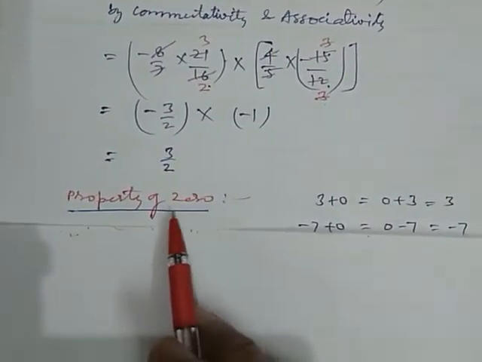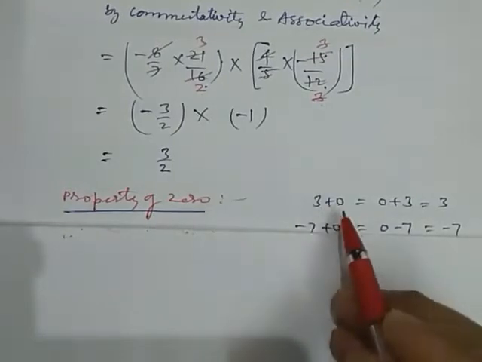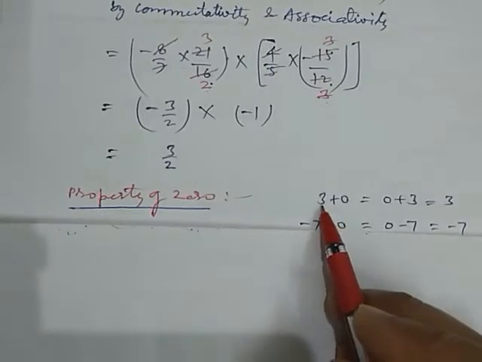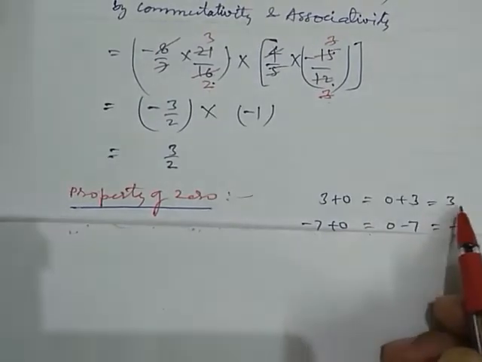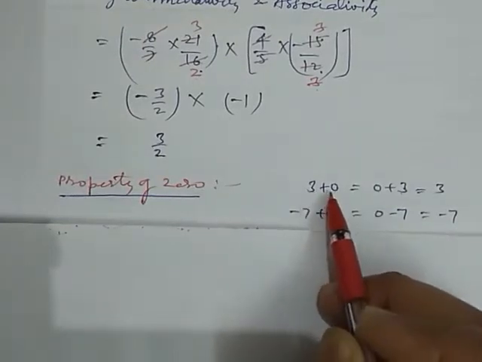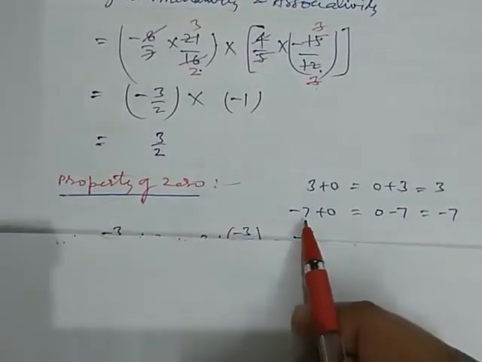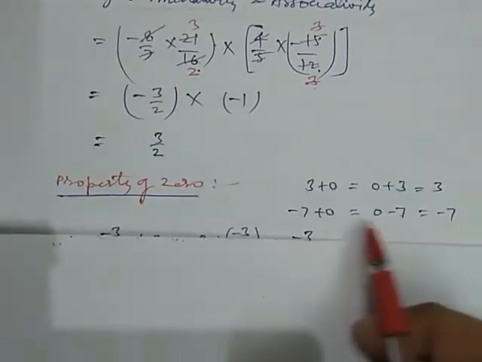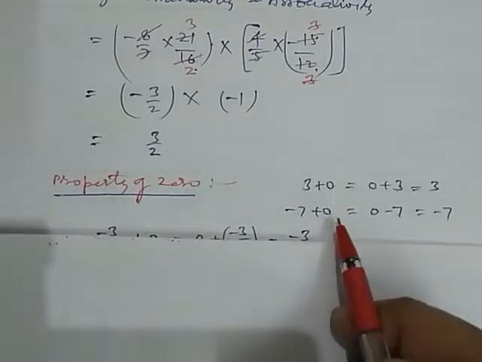Now we learn about the property of 0. When we add 0 to anything, the value of that number does not change. Here we can see 3 plus 0 equals 0 plus 3 equals 3. So here 0 is an additive identity. Again we take another example: minus 7 plus 0, or 0 plus minus 7, equals minus 7. So by adding 0, there is no change. So 0 is the additive identity.